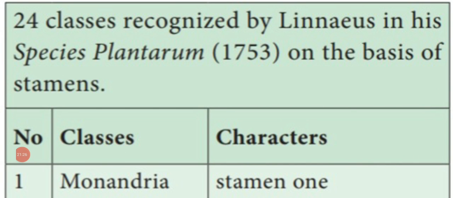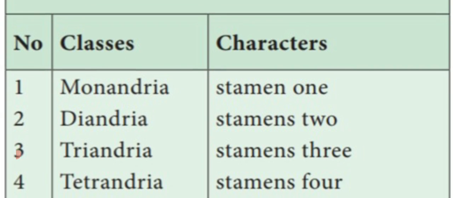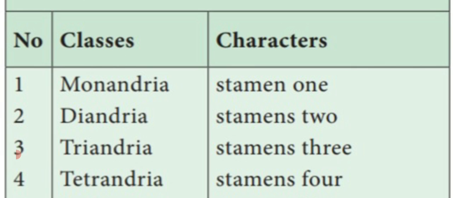Dear students, see the table column. This is the 24 classes of artificial system of classification proposed by Linnaeus and published in his book known as Species Plantarum in the year 1753. The 24 classes and their character. First one, Monandria. They possess only one andrecium. Andria means andrecium. Mono means one. Only one. So stamen is one.